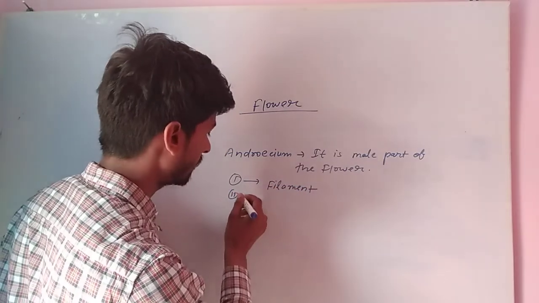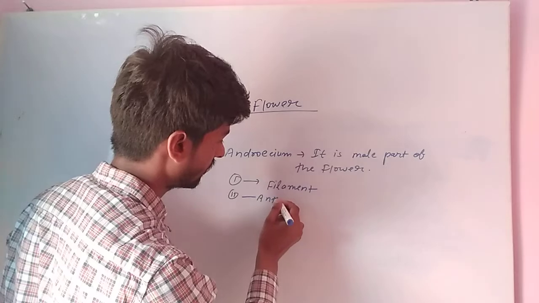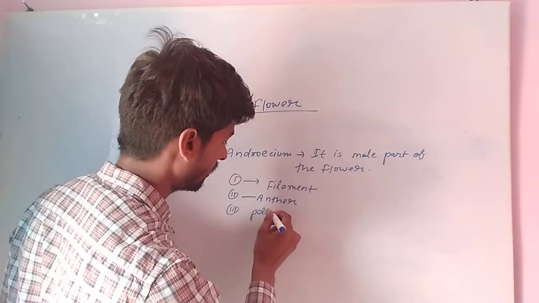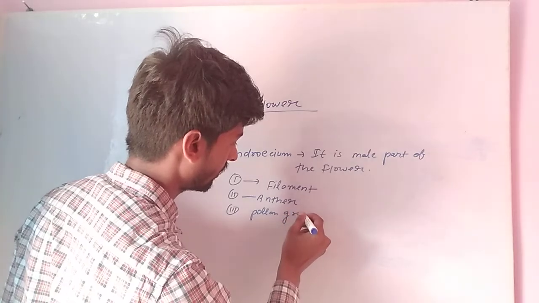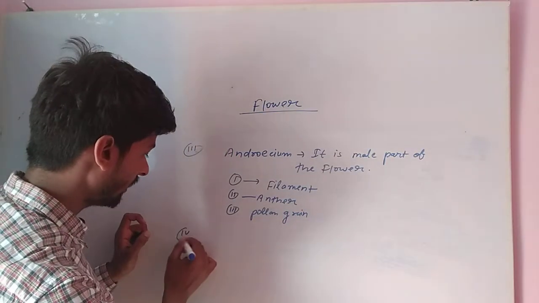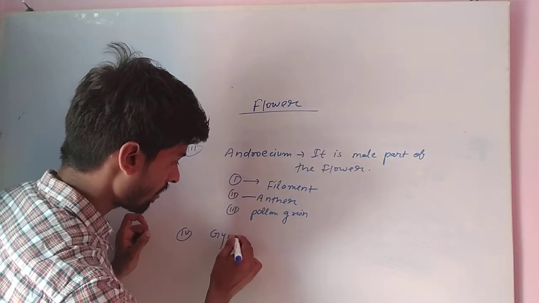Second, anther. Third, pollen grain. Like this, the fourth part is known as gynoecium.